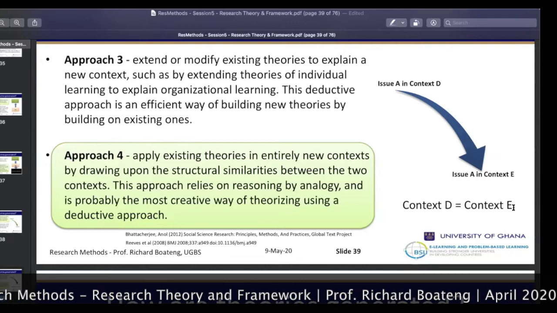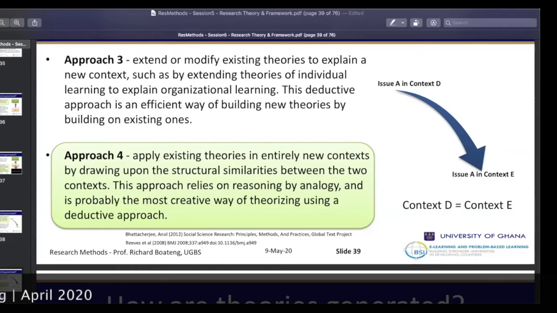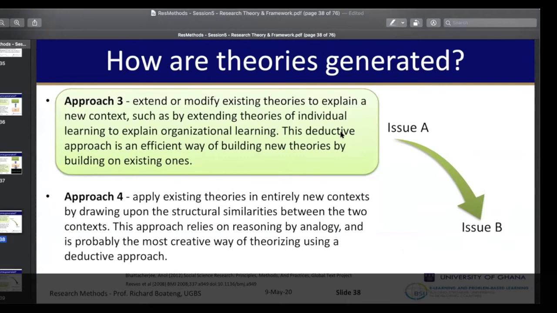Okay, somebody is asking questions. Prof, can one take a particular approach based on the type of research one is carrying out? Okay, you are not supposed to develop theories. I'm talking about how academics develop theories to use. What you do is that you'll be doing any of these two.